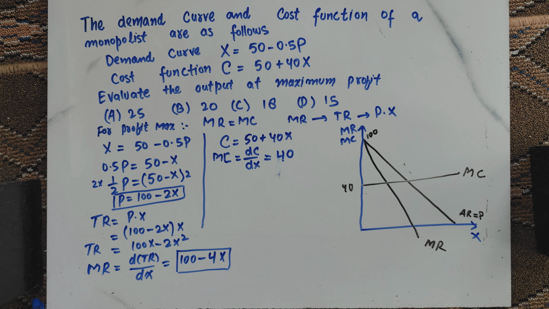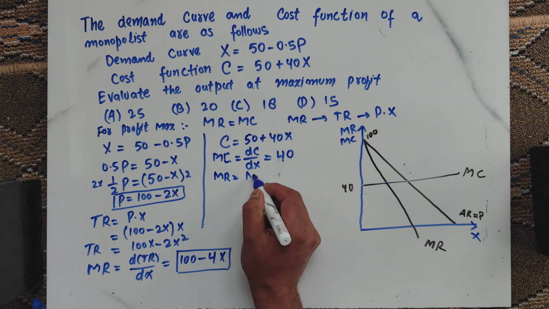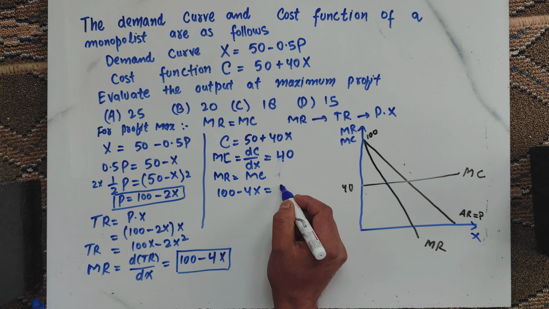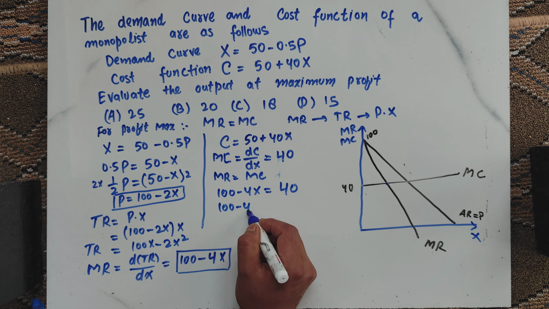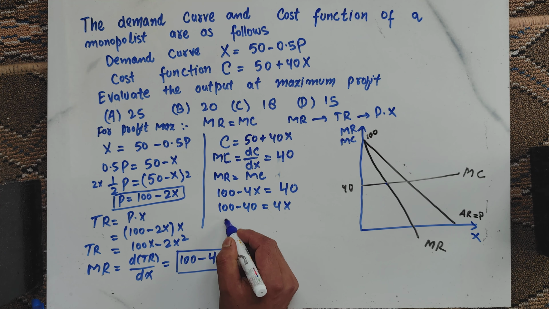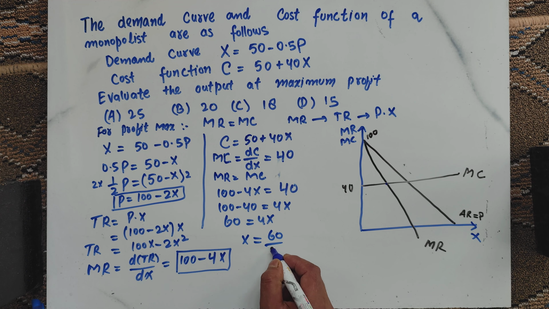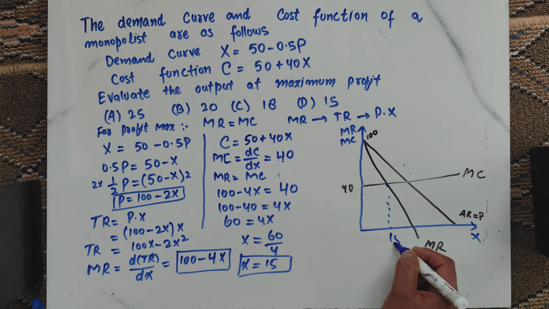Now what is the profit maximization condition? We equate the marginal revenue and marginal cost. Marginal revenue is 100 minus 4x, and we equate it with marginal cost of 40. Transposing, we have 100 minus 40 equals 4x, or 60 equals 4x, and dividing both sides by 4, x will be equal to 60 upon 4, so x equals 15. This is our profit maximizing output, which is 15.